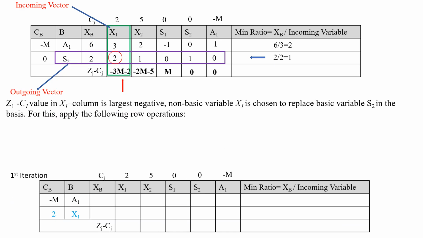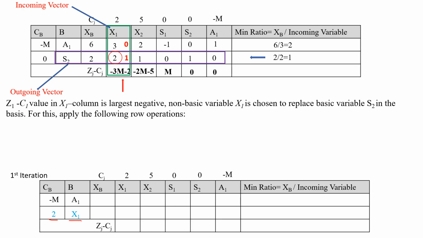This is the new simplex table, and here we are replacing the outgoing variable S2 with incoming variable x1, and its coefficient value is the 2 in the basis. Next we are applying the following row operations to get the new simplex table. Before applying the row operations, remember we have to get the 1 at the key element position in the key column, and the remaining values in the key column should be 0.